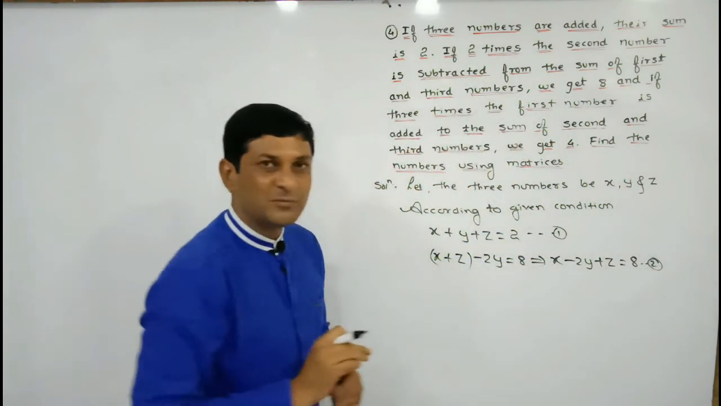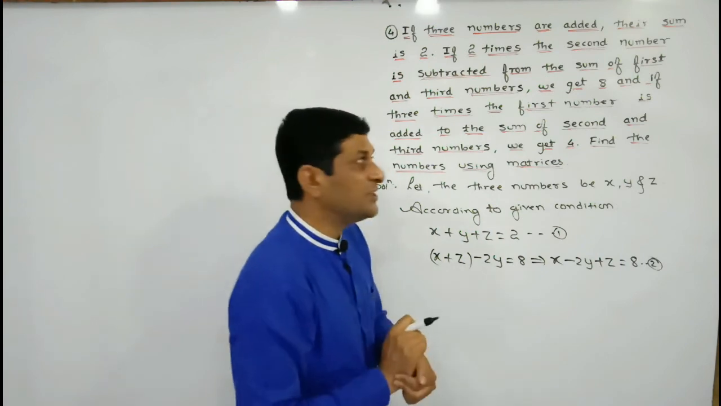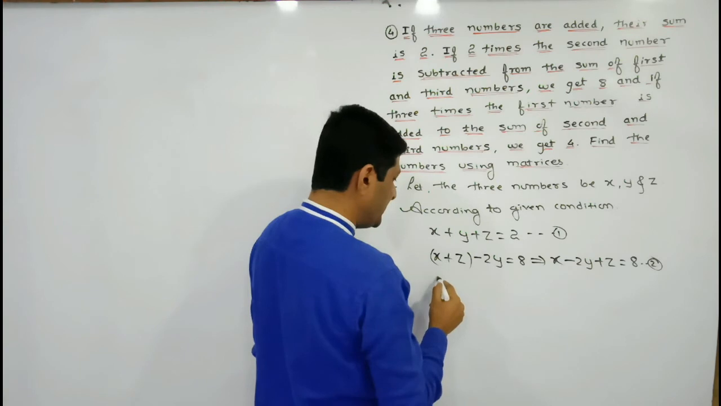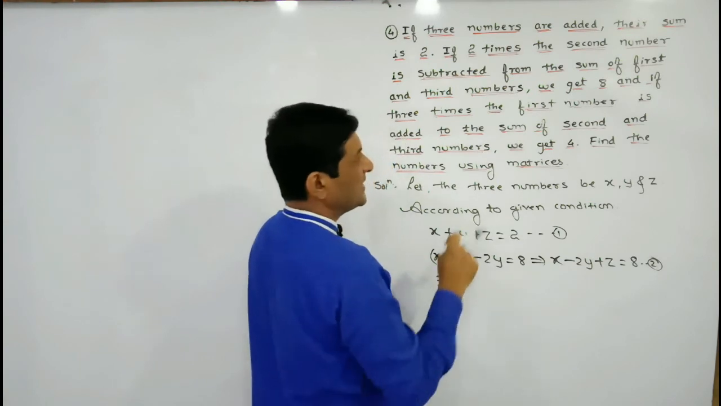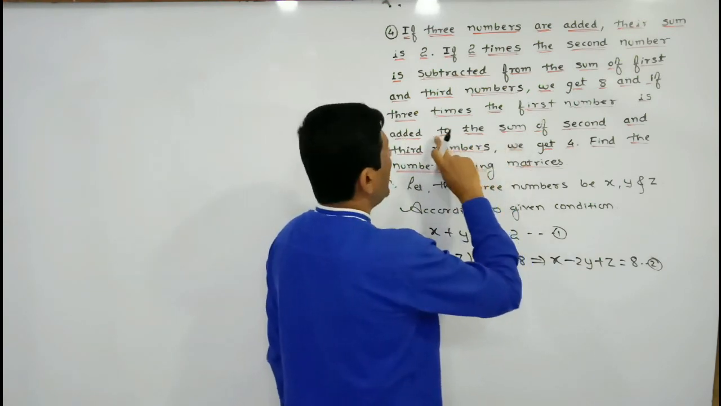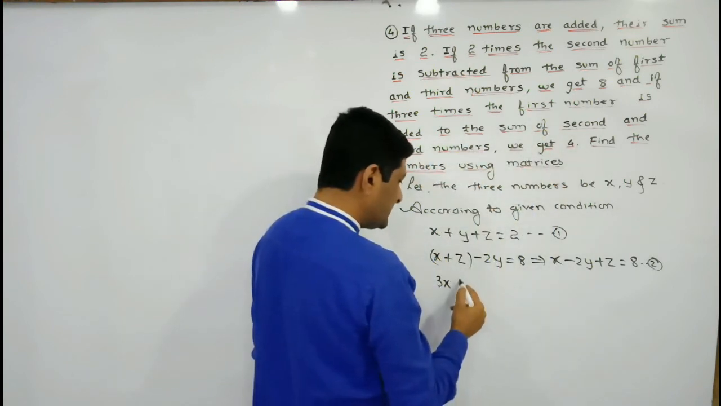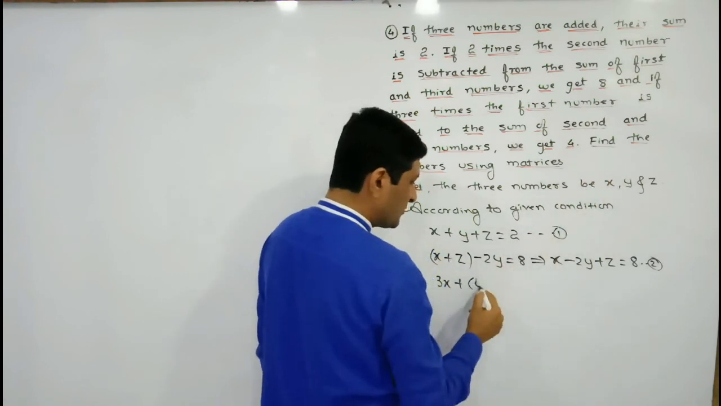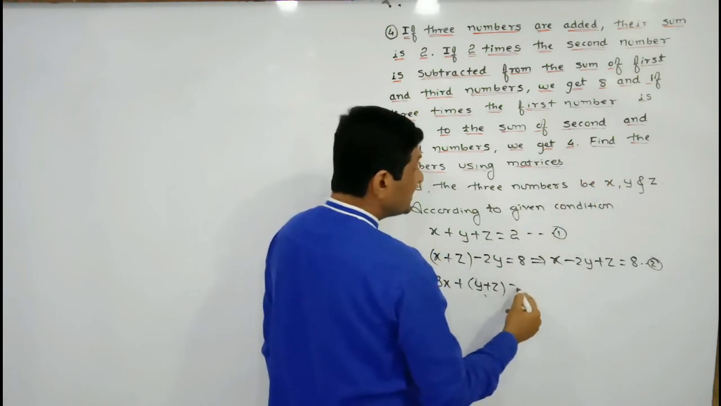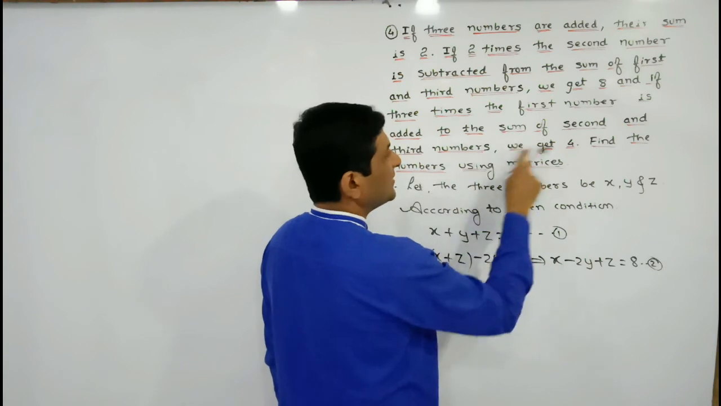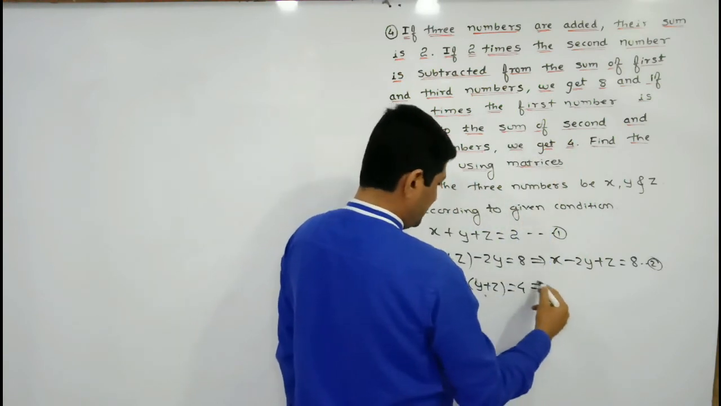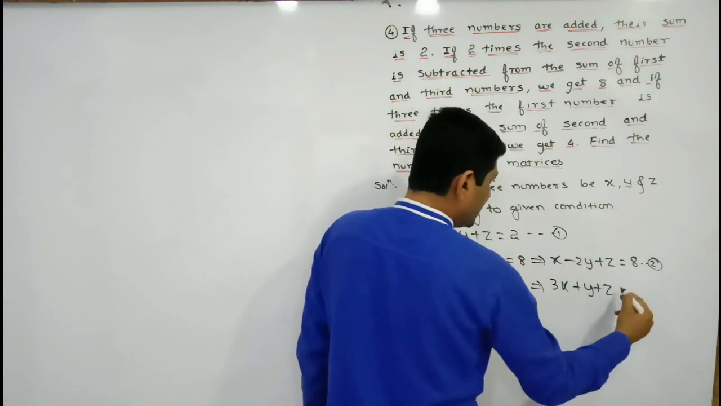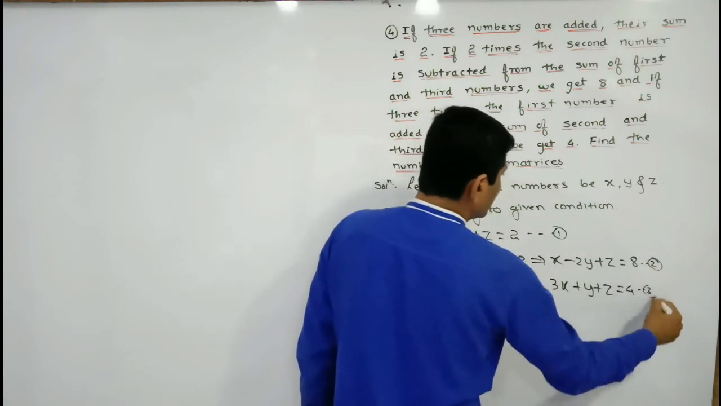Now let us form the third equation using the third condition. 3 times the first number, which means 3x, is added to the sum of the second and third, that is y and z. We get 4. So this equation can be written as 3x plus y plus z is equal to 4. In this way we have got the third equation.